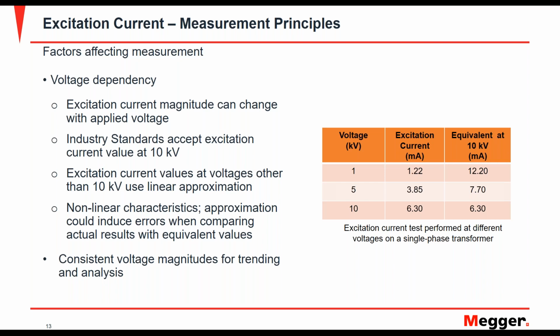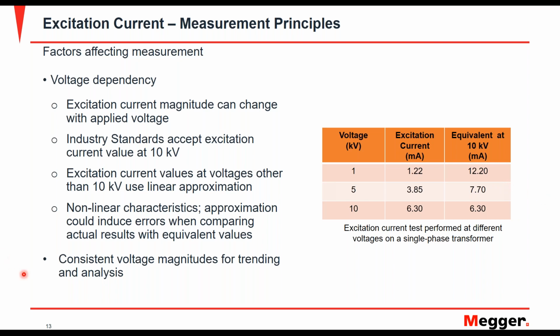You can see here, in the table on your right-hand side, a single phase transformer that's been excited at different voltages starting from 1 up to 10 kV, and you can see the excitation current having a different value for each voltage. So that's what I mean by voltage dependency. If you look at the first row, you have a voltage used of 1 kV with an excitation current of 1.22 milliamps. Now that current was linearly approximated to be about 12.2 milliamps at the 10 kV value.